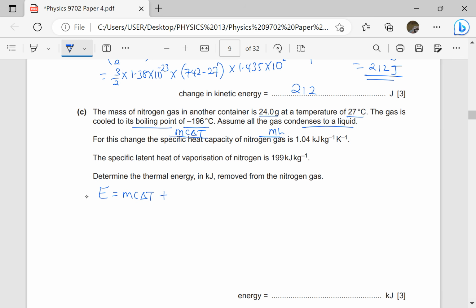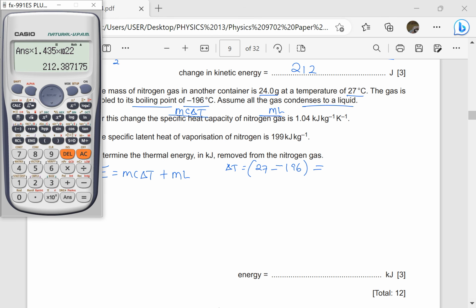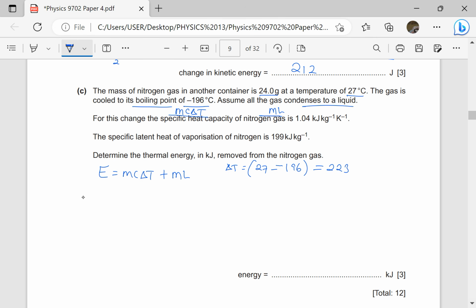And after that change in temperature has occurred, now there is a change of state. This will be plus m times the latent heat of vaporization. Note that the change in temperature is going to be from 27 degrees Celsius minus negative 196. Note very carefully that I'm not adding 273 here, because a change in temperature on the Kelvin scale is the same as a change in temperature on the degrees Celsius scale.